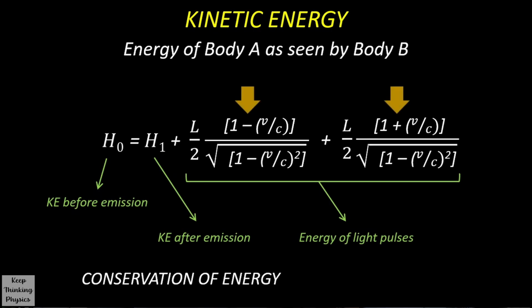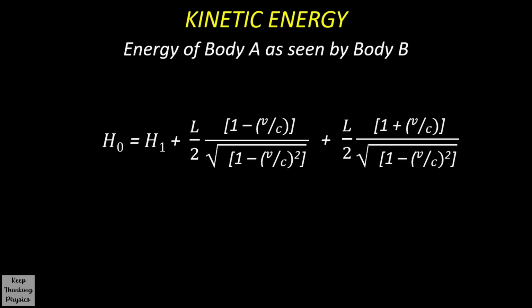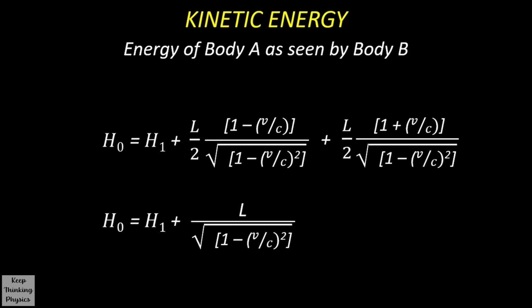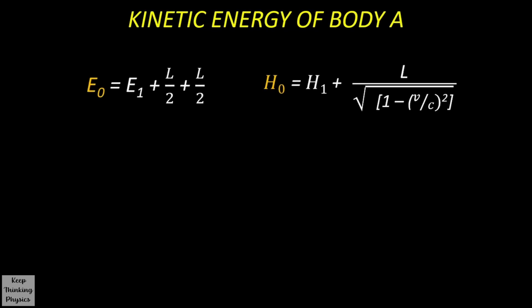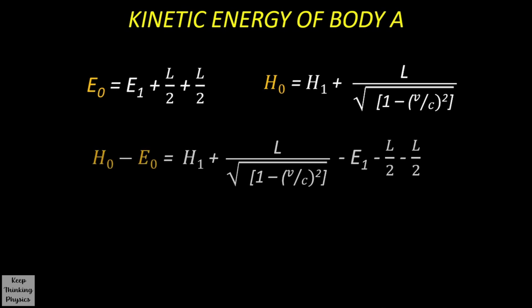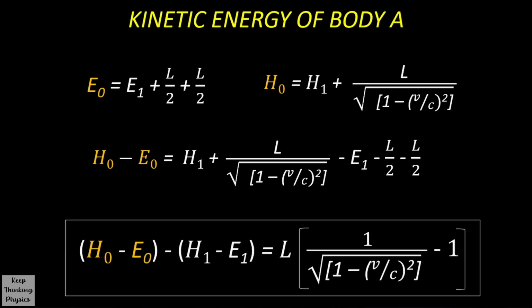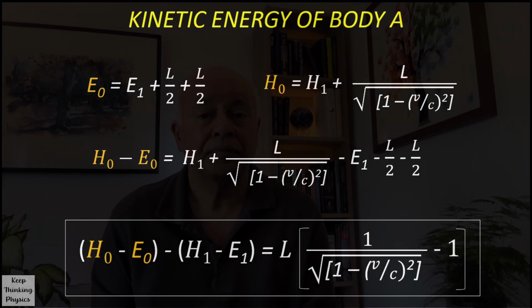Note, however, that there are plus and minus signs for the two light particles because they have opposing velocities as seen by B. So this is our equation for the energy of the moving body, and we can simplify this into the following expression. So now we have the energy of the body A as measured both by body A and by body B. We can subtract the E equation from the H equation to get this, and then we can bring E1 and H1 terms over to the left side, so we get this relationship in the white box.